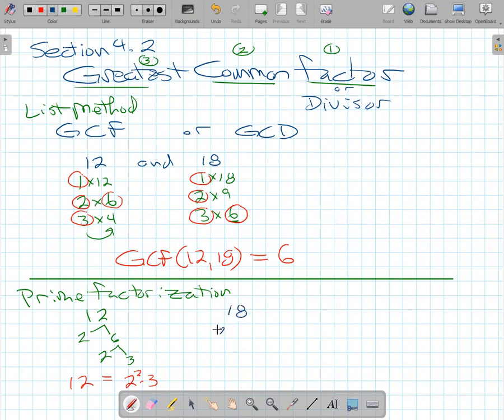For 18, 2 goes in 9 times, and 3 goes into 9 3 times, because 2 doesn't, and I'm done. So 18 is 2 times 3 squared. And then from those prime factorizations, I'm going to build the greatest common factor.